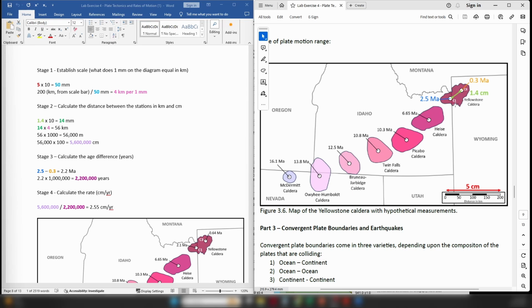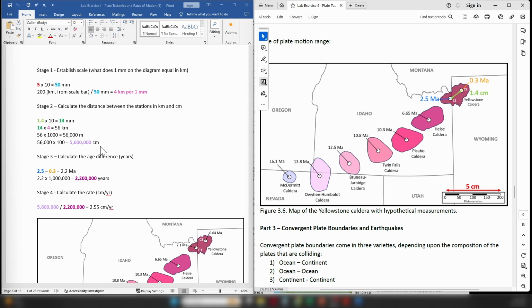Now remember, this is kilometers. The rate is in centimeters, so we need to take that distance and convert it into centimeters. So that's simply going to be 56 kilometers multiplied by 1,000 gives us 56,000 meters. And then 56,000 meters multiplied by 100 gives us 5.6 million centimeters. All right, so we now have our distance in centimeters.